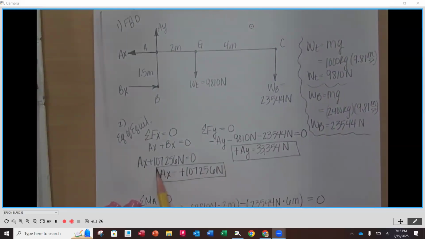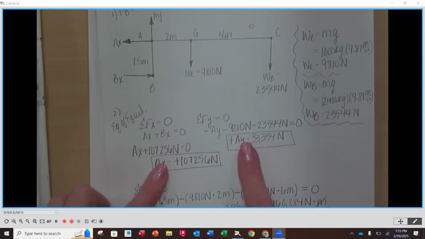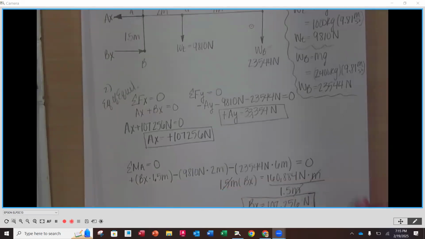That's where I like to let students know, don't get too hung up when you are trying to put in the direction of the supports. If you know that it's a pin reaction, just put an X and a Y and assign it, because we found in two cases here, our AX and our AY, that they were negative values, which just meant, no big deal, we assumed the wrong direction. We just put it in the opposite direction and we can move on. It confirms it as a final answer. So all final answers need to be positive values. Do not hand in anything with a negative value.